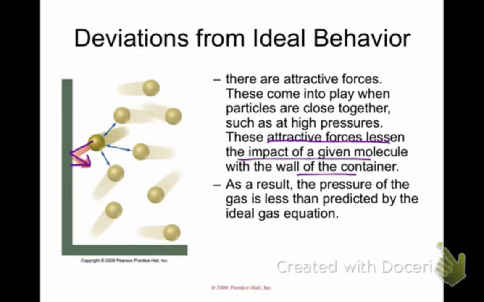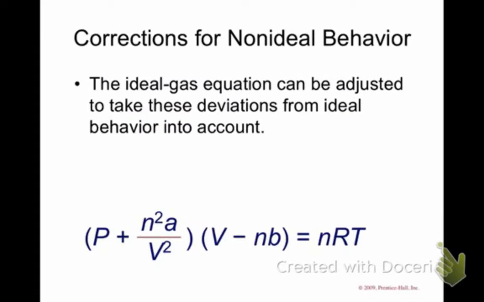So the pressure is actually due to the number of collisions and also how forceful they are. But if these surrounding particles have attractive forces for that particle, it's kind of like they hold them back from hitting that side of the wall with the full force. So as a result, the pressure of the gas is going to be less than what's predicted by the ideal gas equation.